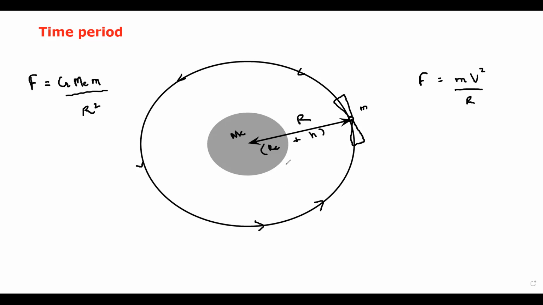So when we compare, because the gravitational force is acting toward the center, the force of gravity, in this case, which is acting toward the center, is actually equal to the centripetal force. So gravitational force is equal to centripetal force, and we can compare the two formulas with each other.